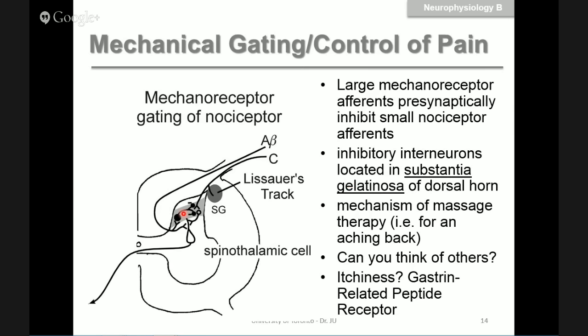Okay. Do you all understand mechanical gating and how these inhibitory neurons can turn off a pain signal that's coming in through the C fibers, where you are inhibiting them through a large mechanoreceptor? Does that all make sense to you? So which tract is the pain information coming from?